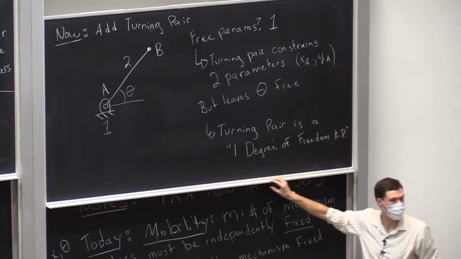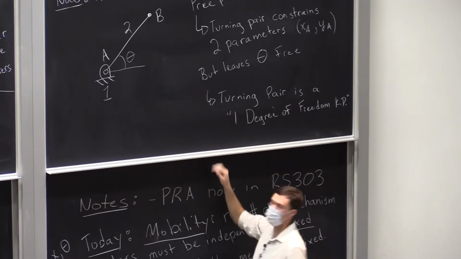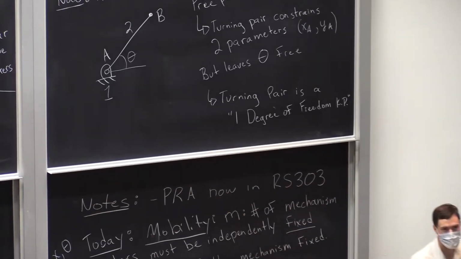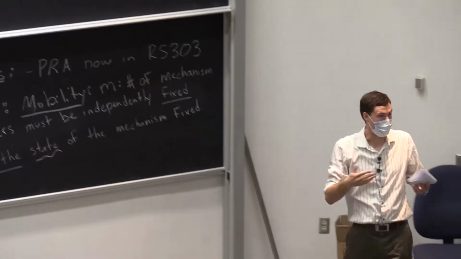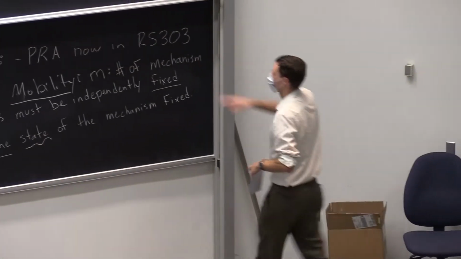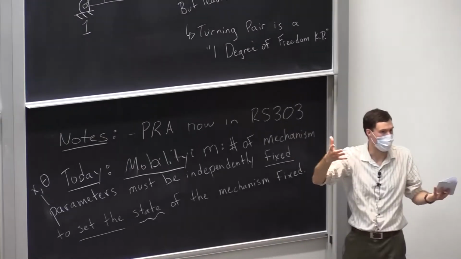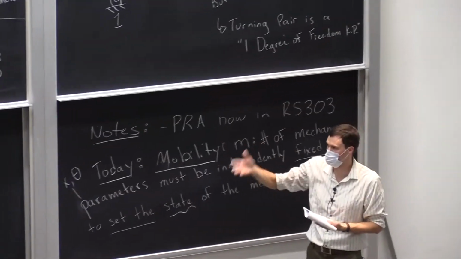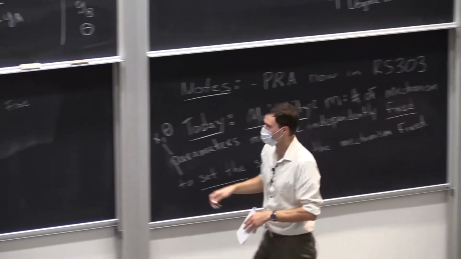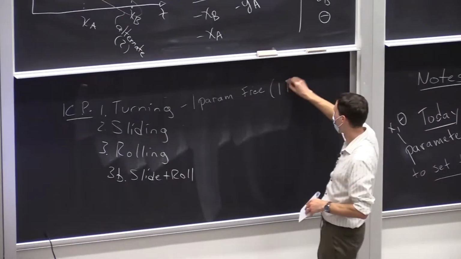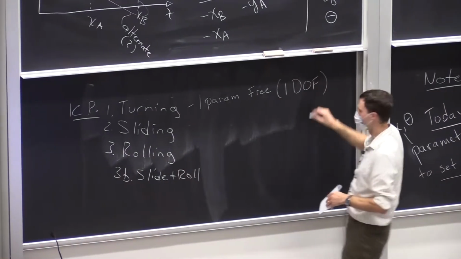One degree of freedom kinematic pair. Degree of freedom is a common word used in mechanism and especially in robotics. You'll see this word used a lot. It's how many different kinds of motion are allowed, or what I've been calling it, free parameters. We'll call this a 1 degree of freedom kinematic pair.